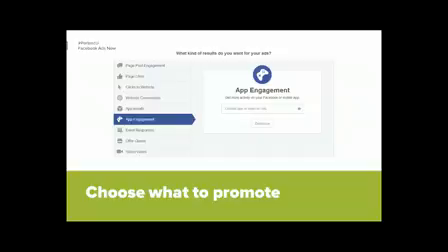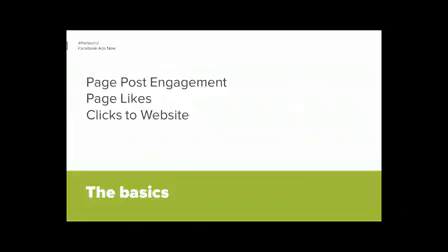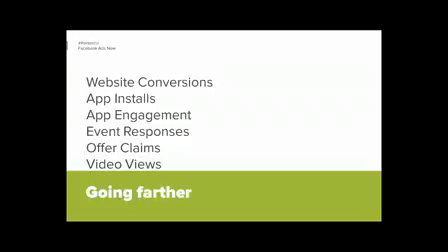So now I want to go through and touch on each of these ads really quickly. In my experience, the biggest interest in Facebook ads is around page post engagement, page likes, and clicks to websites. We'll get into more details about those shortly. And then the 6 other types of ads that are, I would say, more uncommonly used, but definitely not less significant in value, are website conversions, app installs, app engagement, event responses, offer claims, and video views.